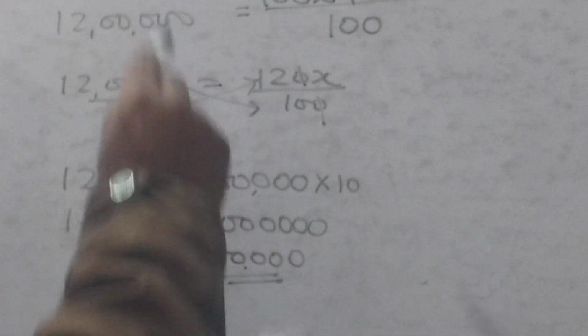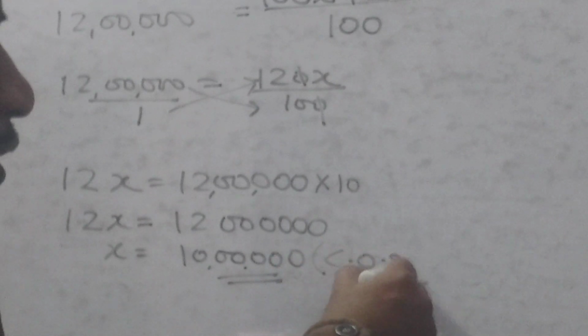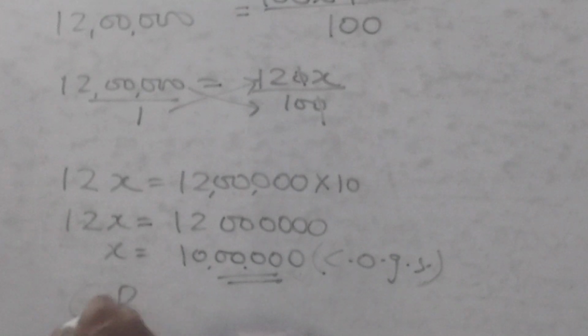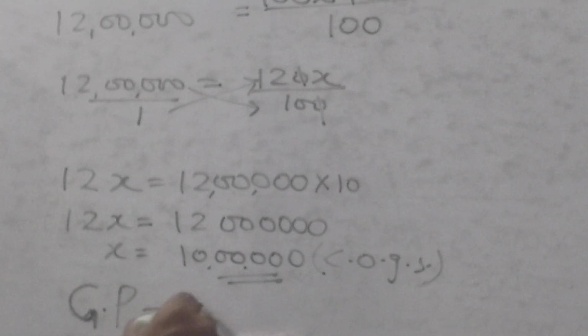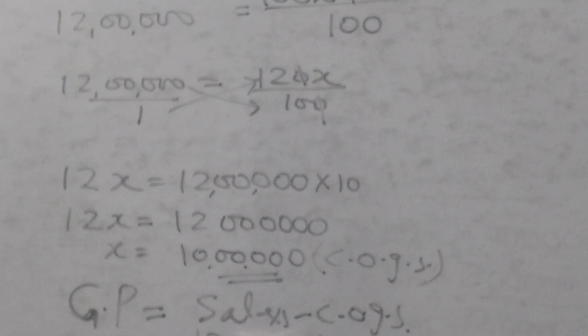As we considered X as COGS, the value of COGS is 10 lakhs. स्टूडेंट्स यहाँ पर COGS का वैल्यू जो आ रहा है वो 10 लाख रुपीज़ है. So what is the amount of gross profit now? It is very easy because we have the formula sales minus COGS. Sales is 12 lakh rupees and COGS is 10 lakh rupees, so the gross profit remains 2 lakh rupees.